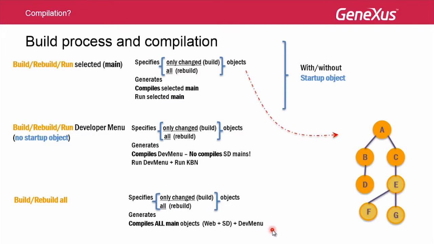The option build, run, with this only has not been listed here. The idea behind this option is to specify and generate the object selected only. If this object is main, then it is compiled and executed. If not, then the startup object is compiled and executed if it exists. And if it doesn't, then it will be the developer menu if this is a web object, or the KBN if this is a smart device object. Remember that in GeneXus X Evolution 3, there's also the run without building option.